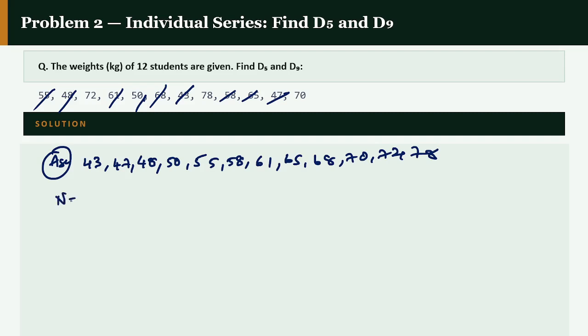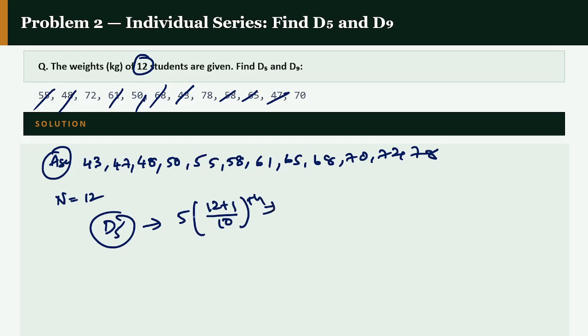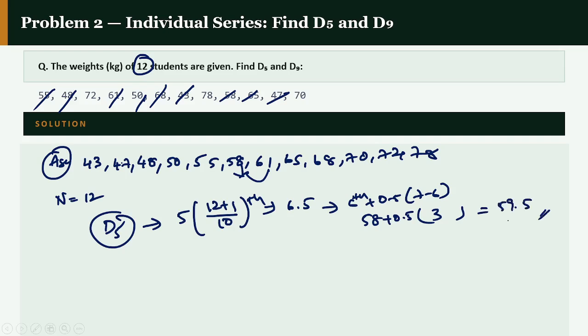Now, we don't need to calculate the n value because they only mentioned 12 students. So our n is 12. For D5, it's 5 into 12 plus 1 by 10th value, which is 13 by 10, 5 into 13 is 65, 6.5 value, which is sixth value plus 0.5 into seventh minus sixth. The sixth value is 58. 58 plus 0.5 into 61 minus 58. It's 3, 1.5, and it's 59.5. You can round it to the seventh value if the data set doesn't have decimals. And D9 is homework.